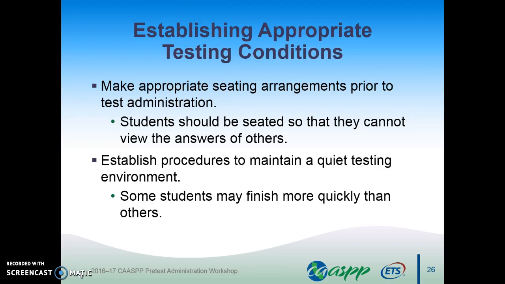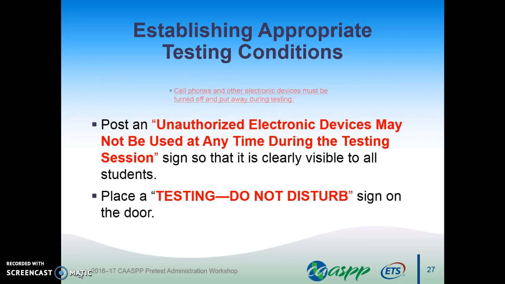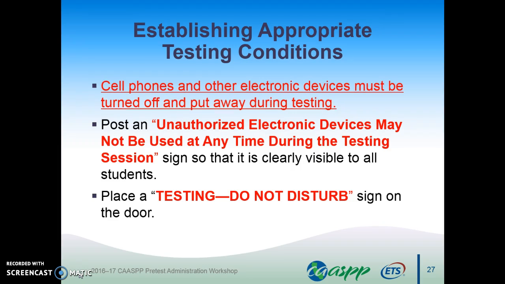Make sure your students are appropriately seated where they cannot see other answers, and make sure that you post your signs. There should be no cell phones or any electronic devices anywhere in the classroom. They should be turned off. They should not be a distraction. This could actually threaten the reliability of the assessment and cause for a no score.